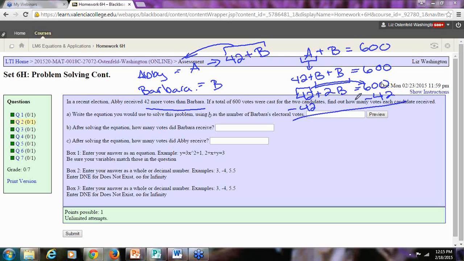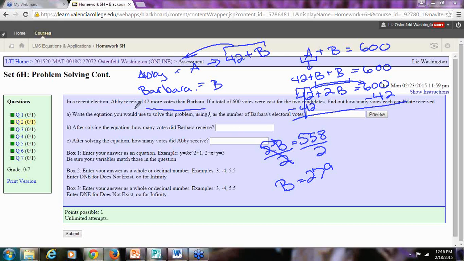So I'm going to do minus 42. So here I'm going to get 2B equals whatever 600 minus 42 is. We get 558. And then to get B by itself, again, I'm going to divide because 2 is being multiplied by B. The opposite of multiplication is division. Whatever you do on one side, you have to do to the other. And so my B is going to equal 279. So let's answer some of these questions.